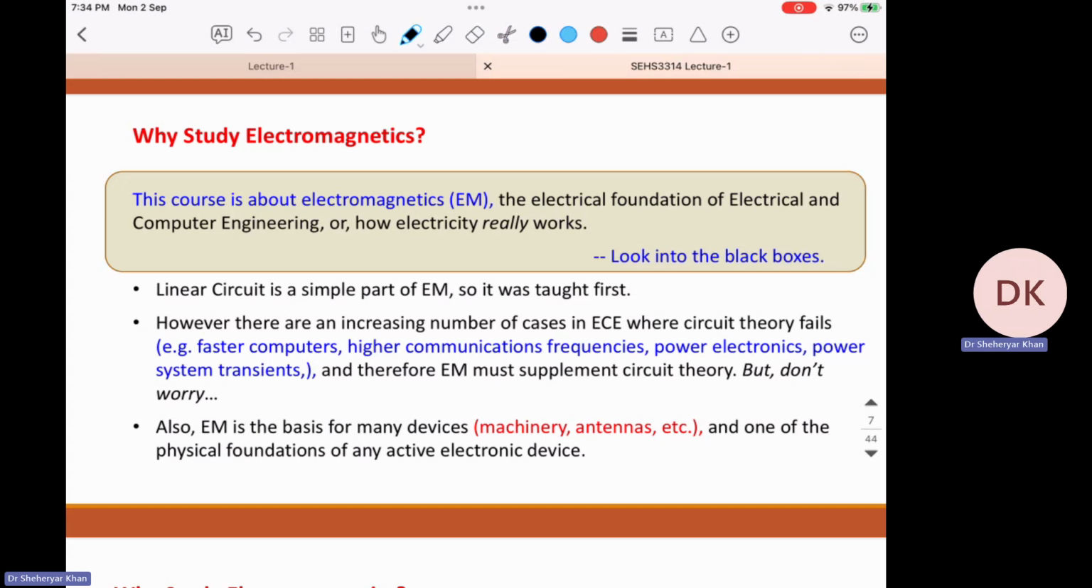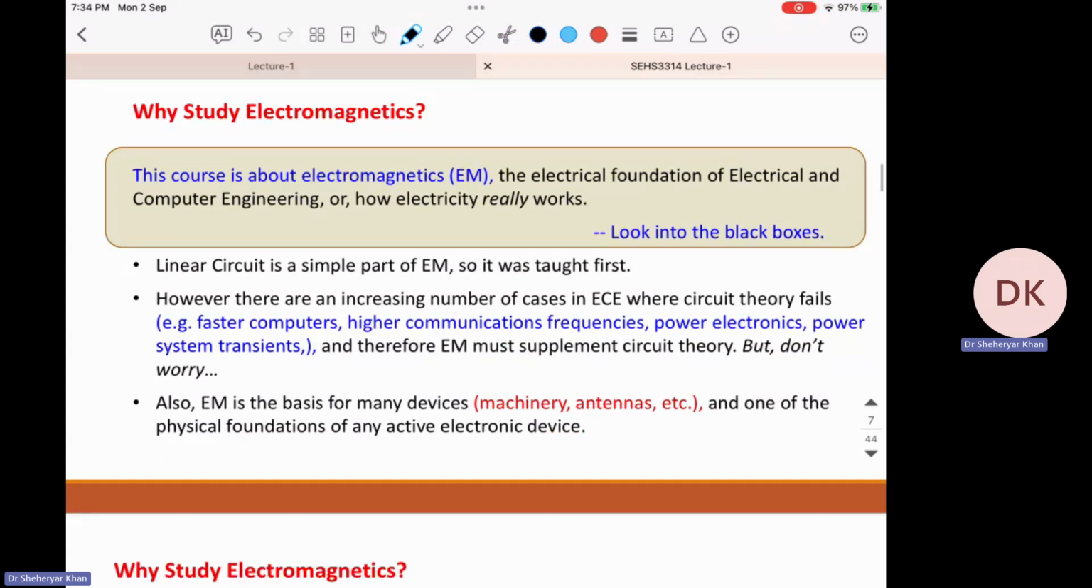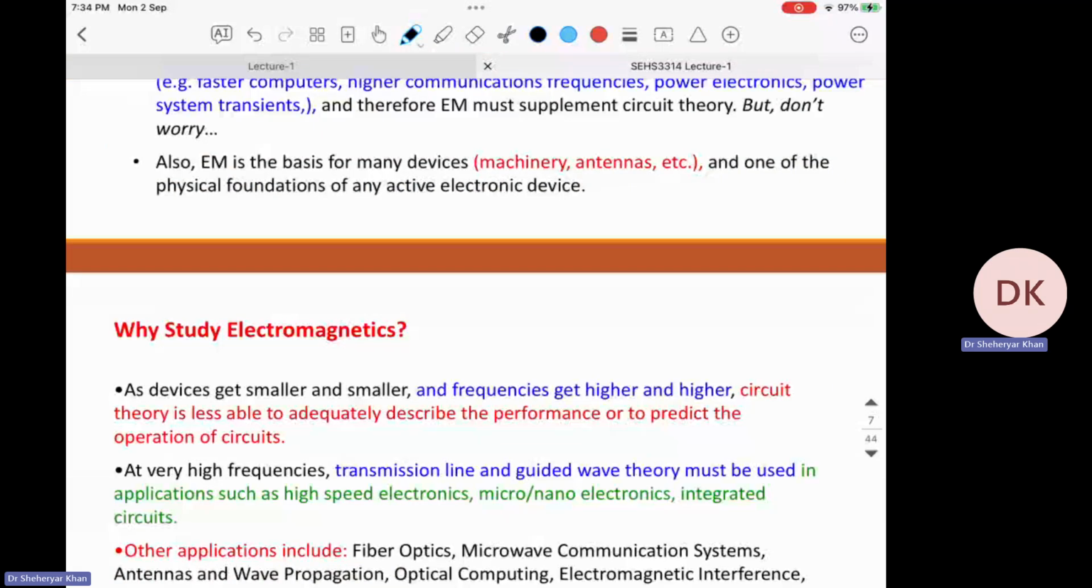So as you can see, I mentioned is the basis for many devices. So when we say machinery, that actually means motors and generators, right? So when you have electricity and then how the voltages can produce or induce currents, right? And then how they can produce a magnetic field, and then how you can get the motor working, right? So when we say antennas, then we have the high frequency components, right? For our subject, we will limit ourselves towards the EM equations, right?